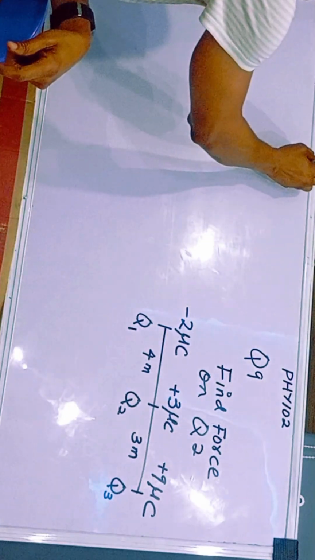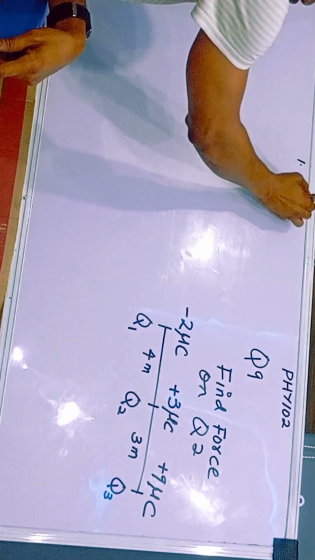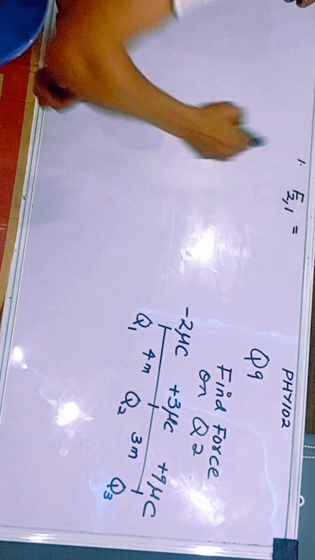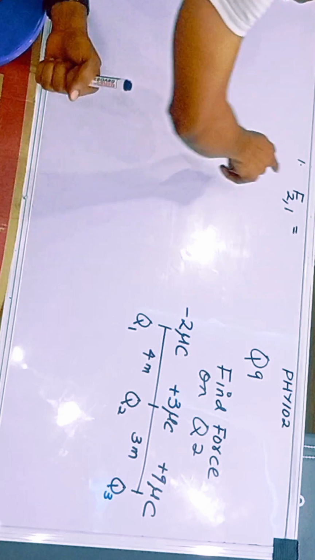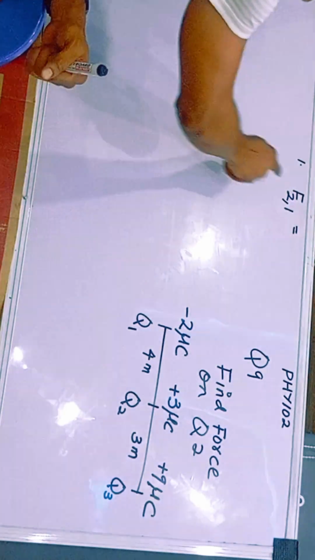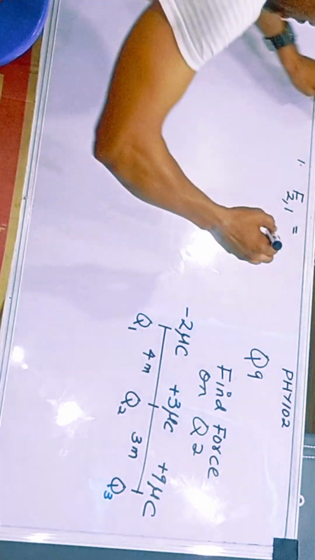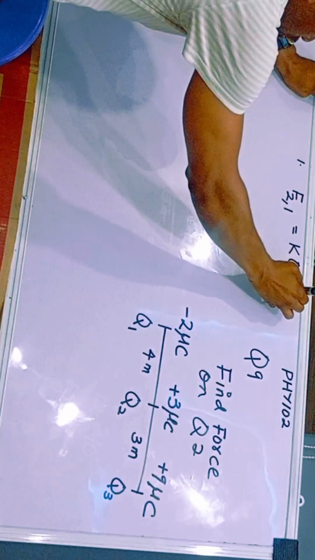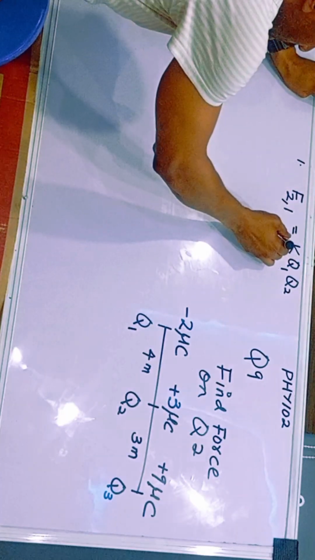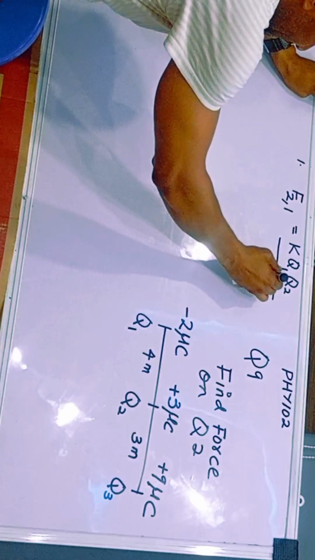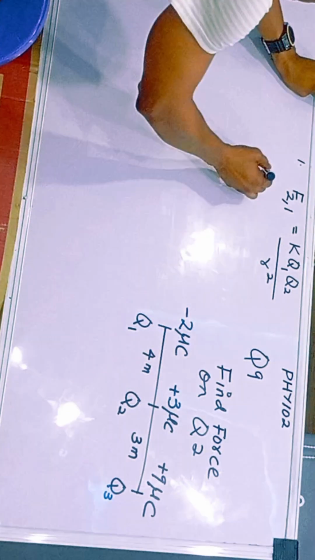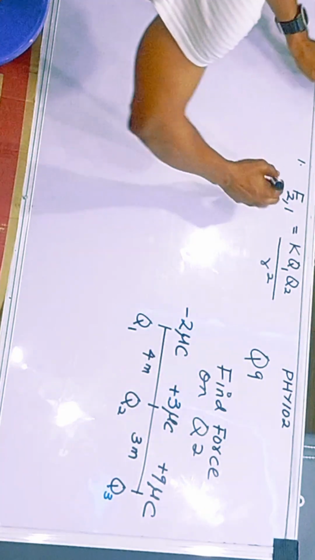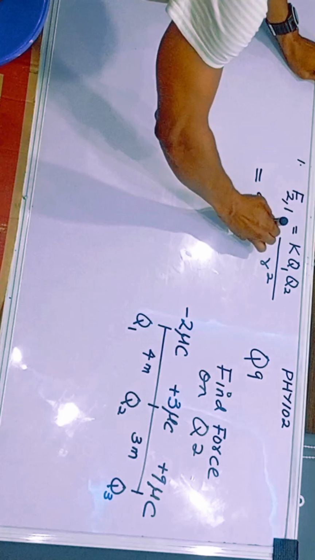The first thing we are going to do is to get the force exerted on charge 2 due to charge 1. Check out the way I wrote that. Force on 2 due to 1, F2,1. According to Coulomb's law, it will be K, Q1, Q2, because we're talking about 2 and 1, all over the distance separating them, raised to power 2. You make your substitutions. K is a constant. The value is 9 times 10 raised to power 9.